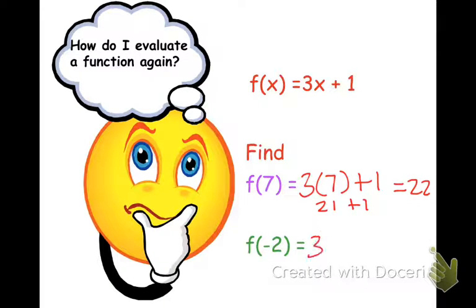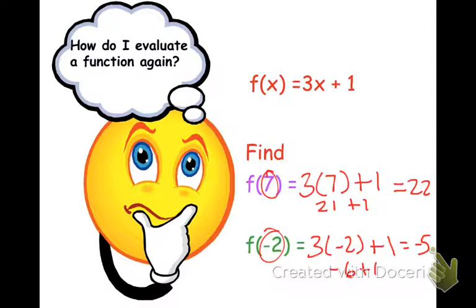If I plugged in -2, I would have the following: -6 plus 1, which would give me -5. So this is how I evaluate a function. I just plug in the number that's inside the parentheses into the variable of the function. So substitute x for 7. So this is what I'm substituting right here.